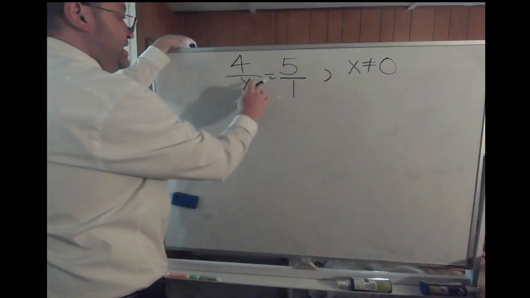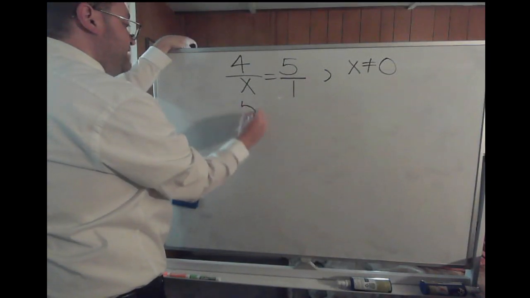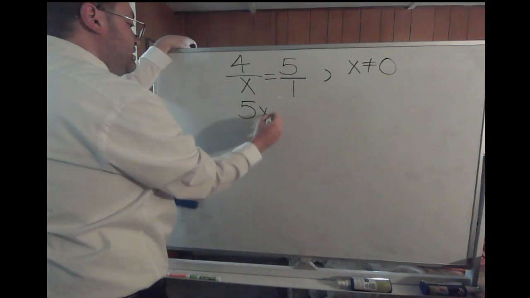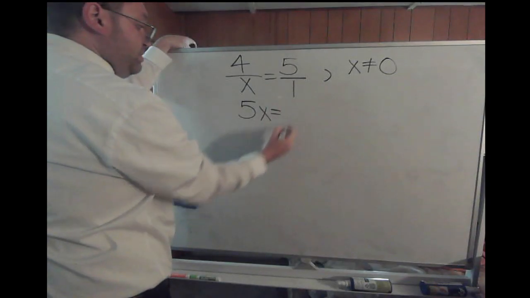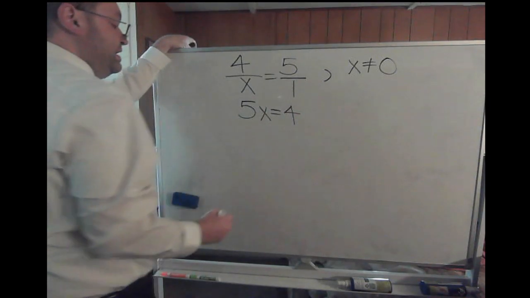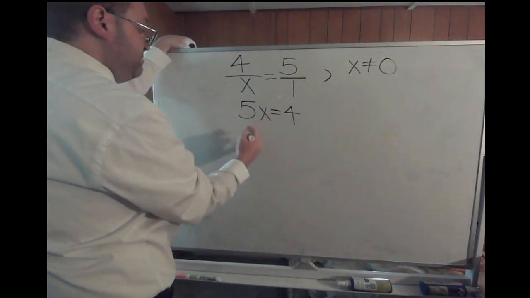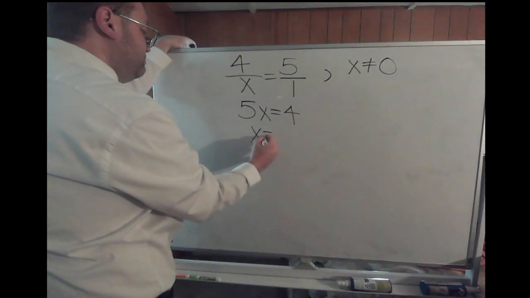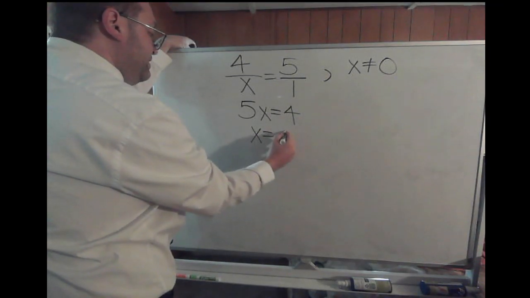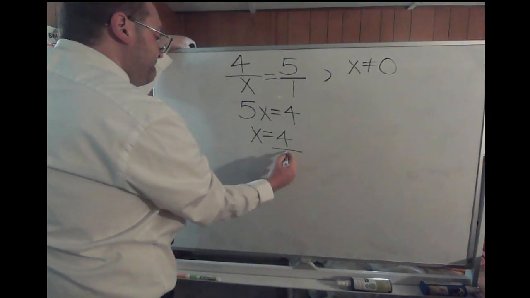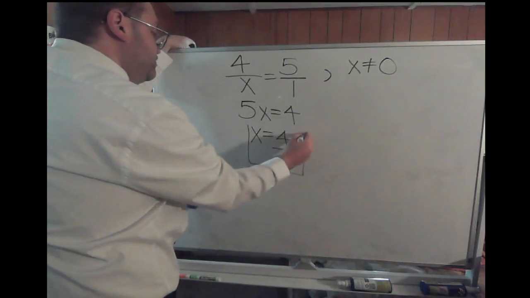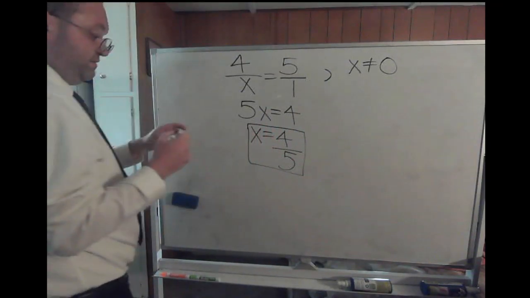So now we'll take x times 5, that would be 5x. We would set that equal to 4 times 1, which would be 4. And now we got to solve for x, so we divide by 5, you divide 4 by 5, you get 4/5. So the answer you should get for this would end up being 4/5.